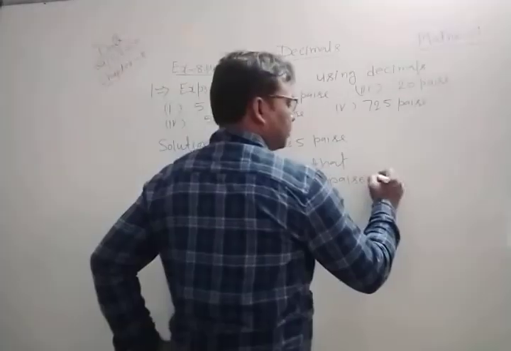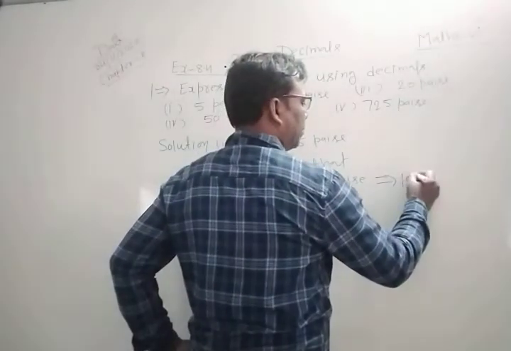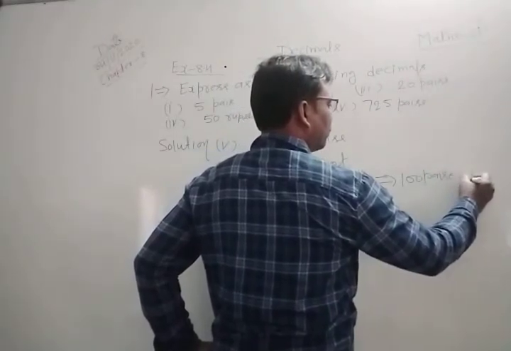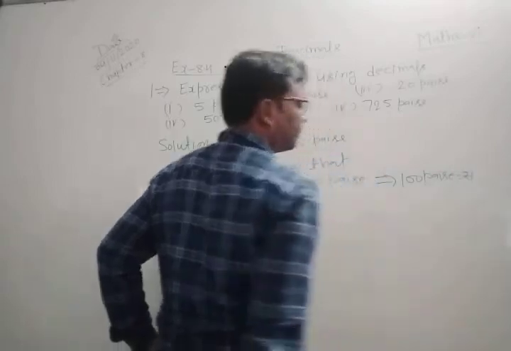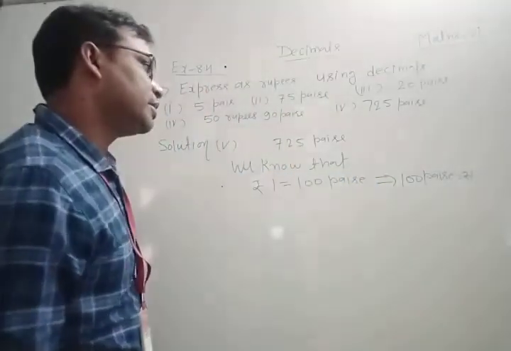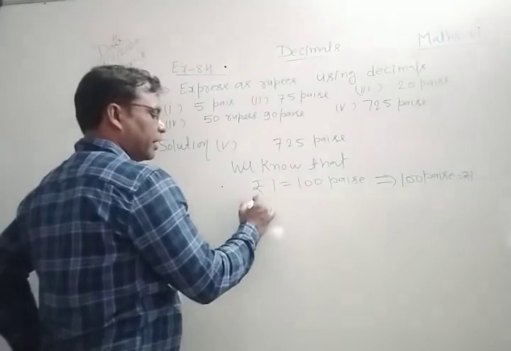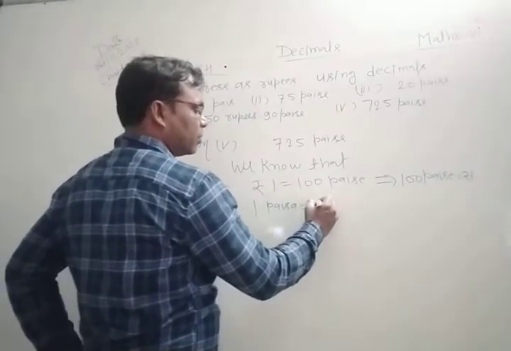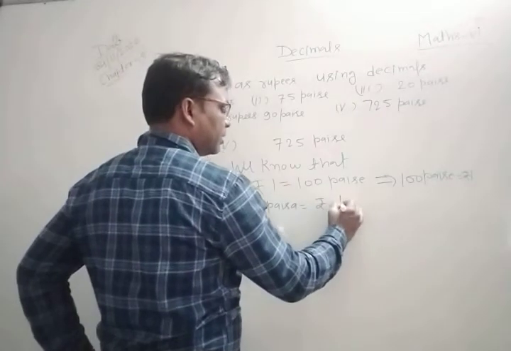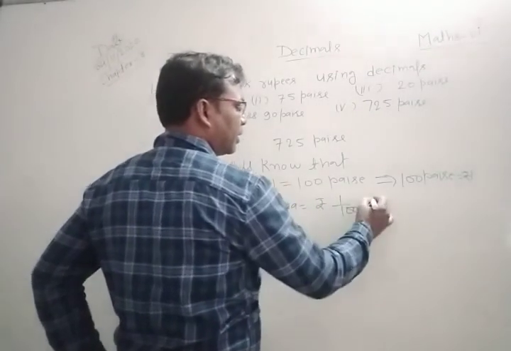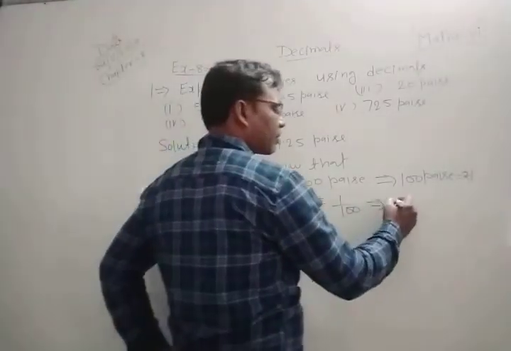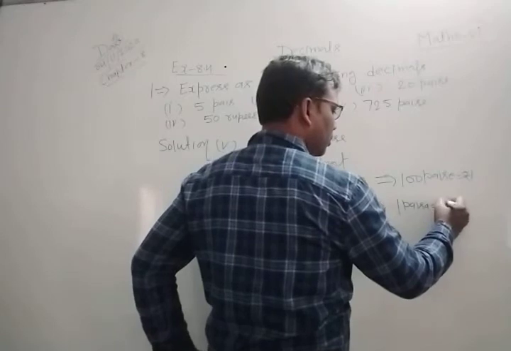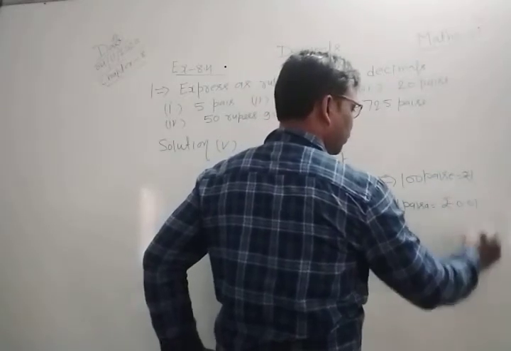You can write it, 100 paise is equal to 1 rupee. Clear? 100 paise is equal to 1 rupee, or you can write 1 paise is equal to rupees 1 upon 100. This implies that 1 paise is equal to rupees 0.01.